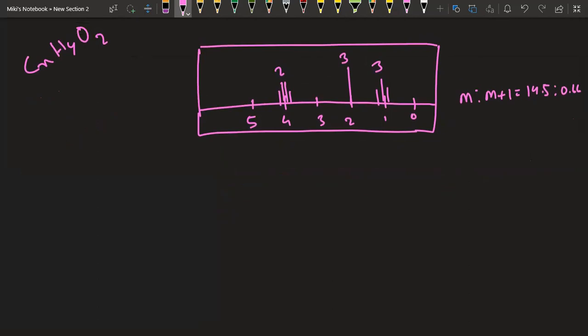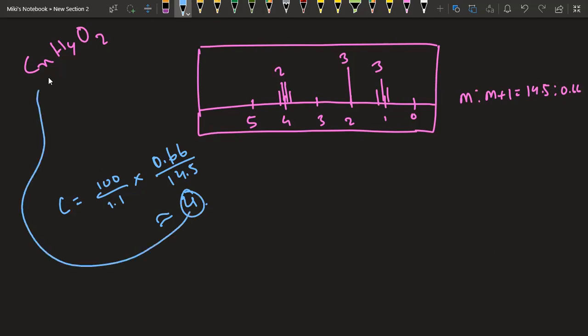Now, the first thing, since we have been given the m+1 to m ratio, the first task is finding the number of carbon atoms. That is just a simple one: 100 divided by 1.1 times 0.6, which is m+1 over m, which is 0.66 divided by 14.5. That should give us an approximate value of 4. This is the value of our x. So our x is 4. We got the number of carbon here, which is 4.